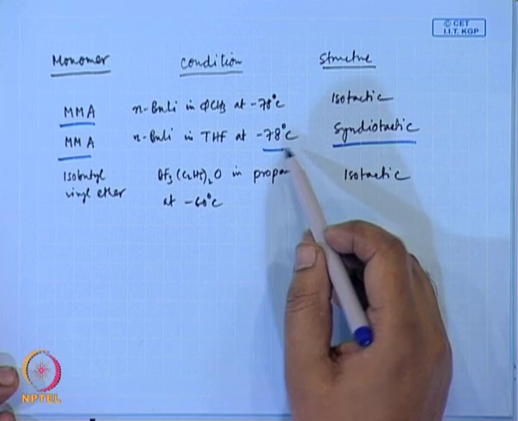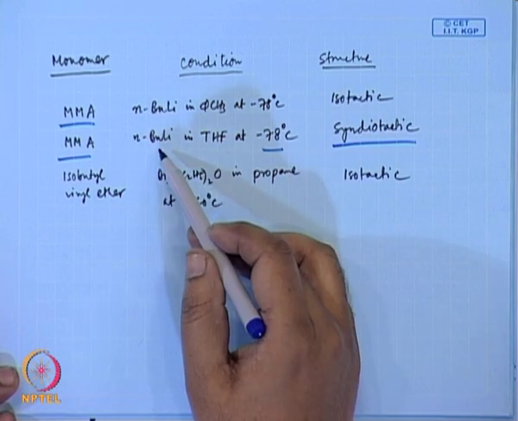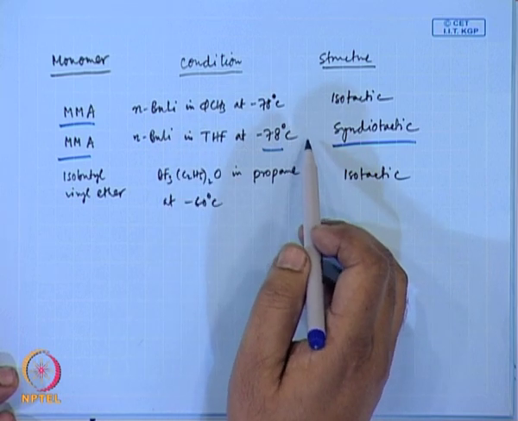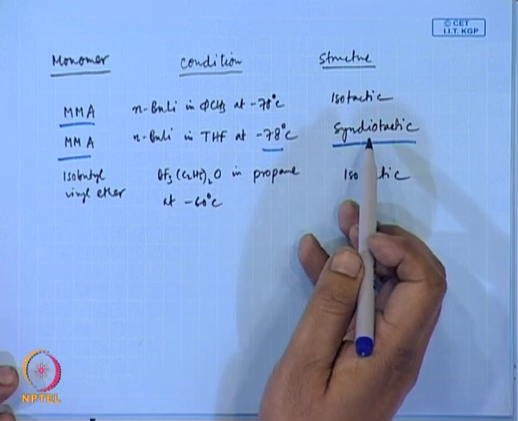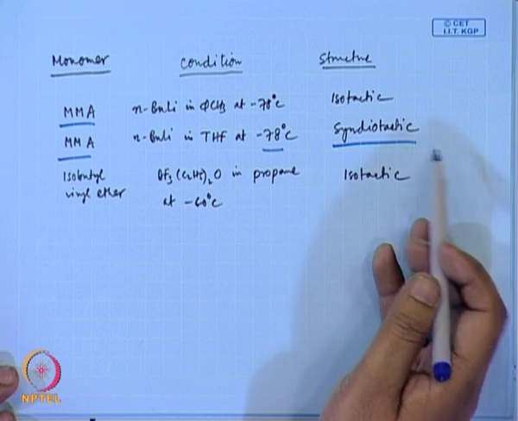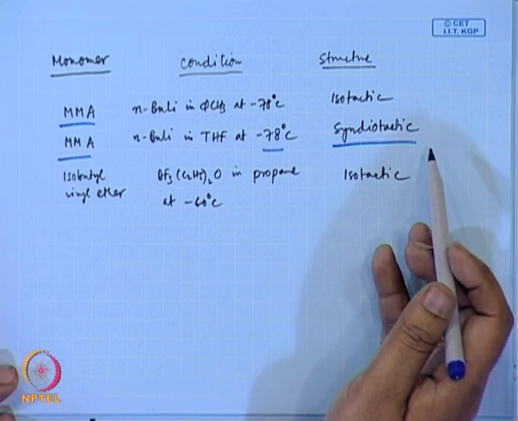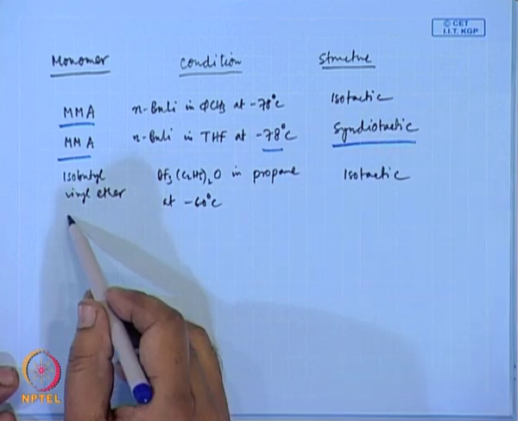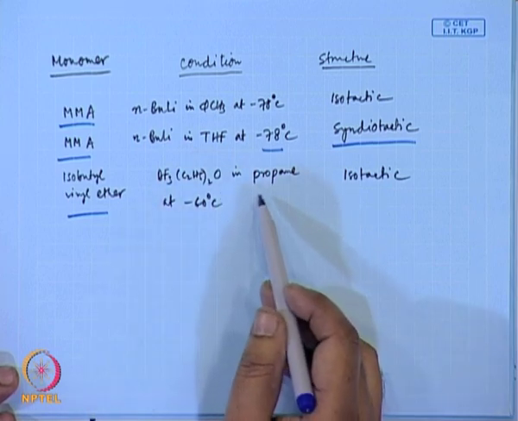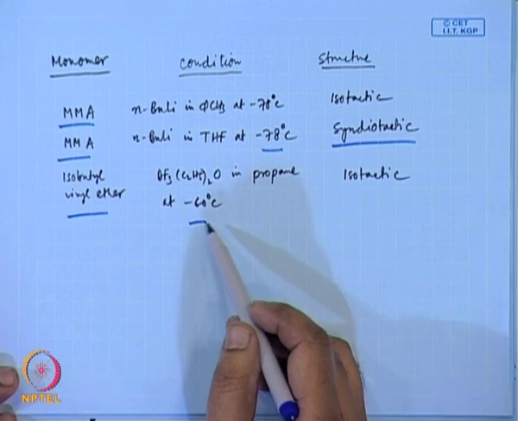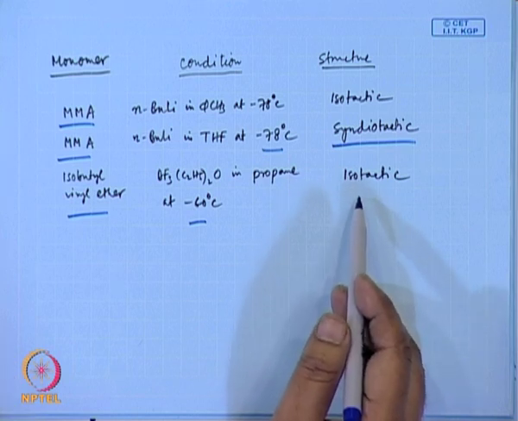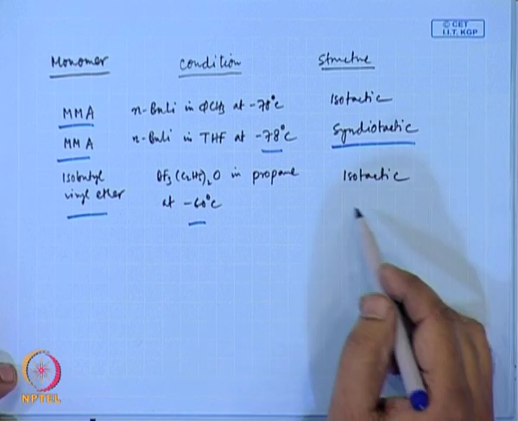Now, if you increase the temperature, if you do the same reaction with butyl lithium in THF at a much higher temperature, then you are going to get a mixture of isotactic and syndiotactic components in the polymer. We are going to get an atactic polymer. This is an example of cationic polymerization. We just gave BF3 etherate in propane at minus 60 degrees centigrade. That is the cationic example, which gives you an isotactic polymer.